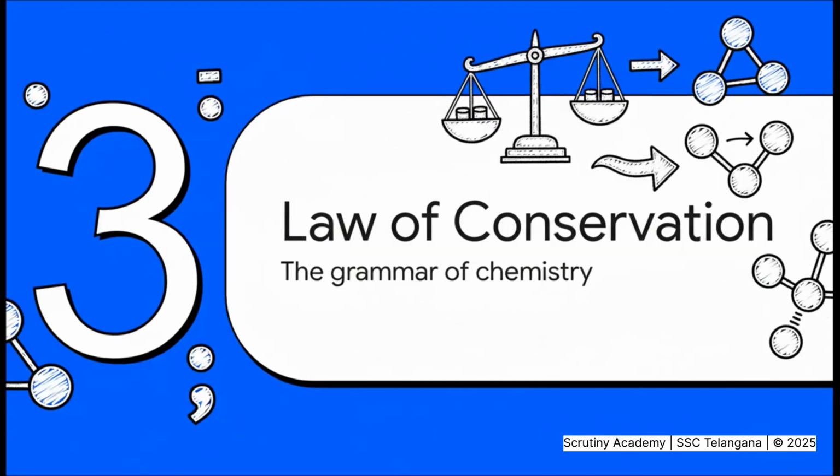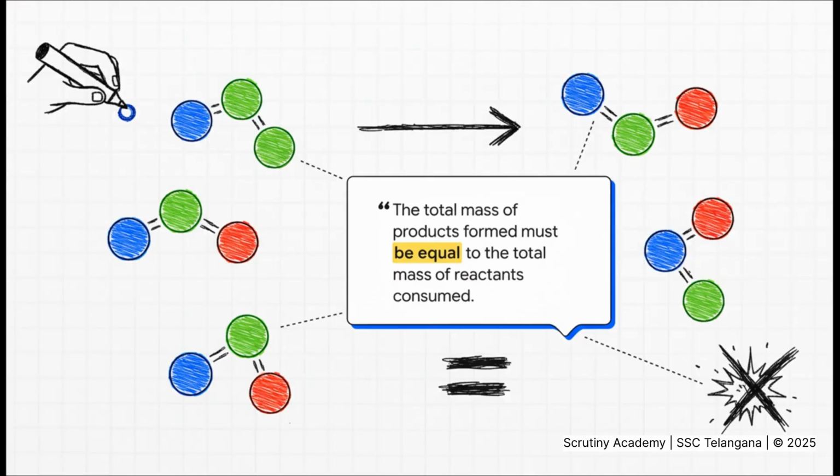And that rule is the law of conservation of mass. If we're thinking of chemical equations as a language, then this law is the most important rule of grammar. You absolutely cannot break it. The law basically says that you can't create or destroy matter in a chemical reaction. You can't just magically create new atoms out of thin air, and you can't have them just vanish into nothing. The total amount of stuff you start with has to equal the total amount of stuff you end up with.